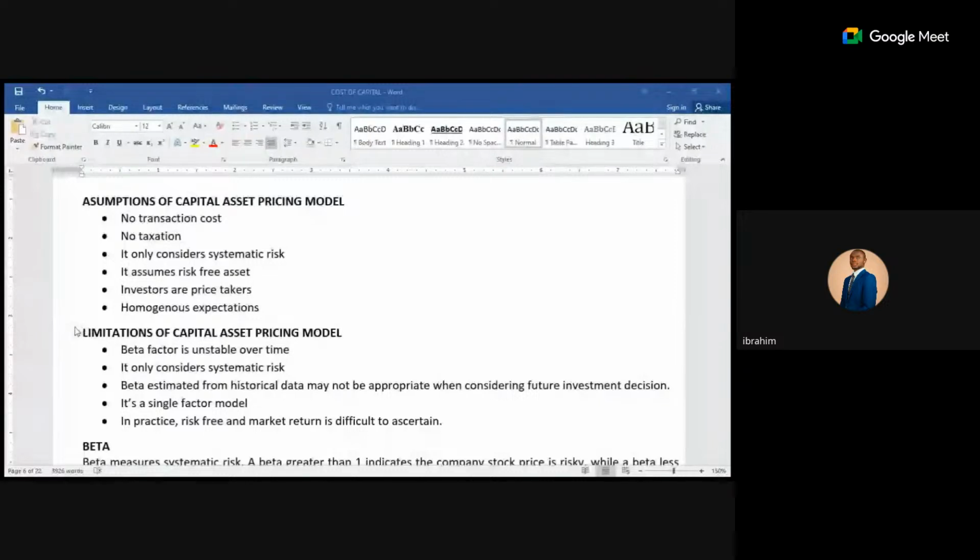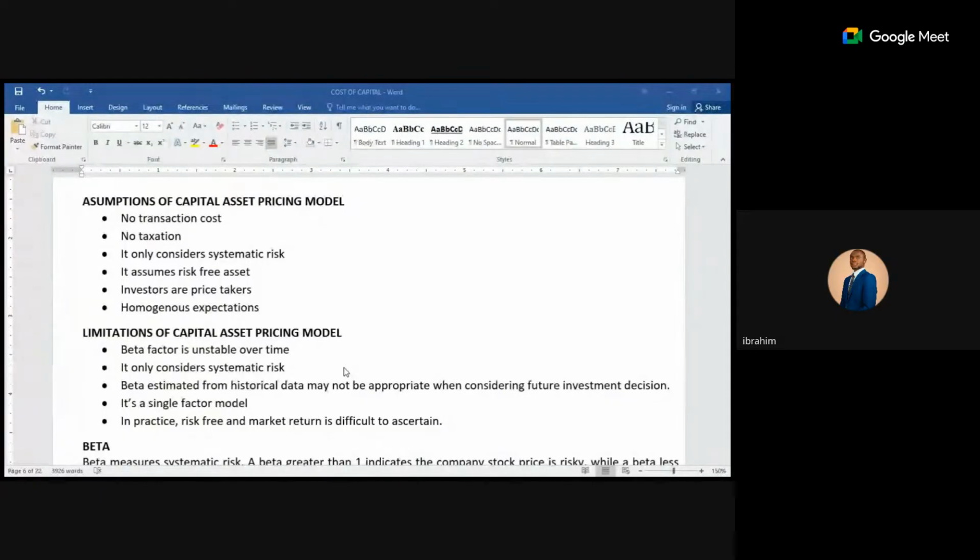Now, assumptions of the capital asset pricing model. I've talked about it assuming a risk-free asset. Class, there's nothing like a risk-free asset in reality. Don't forget, the capital asset pricing model is used to estimate the cost of equity. Equity holders are risk takers. Risk-free asset means that if you invest in these shares, there's no risk.